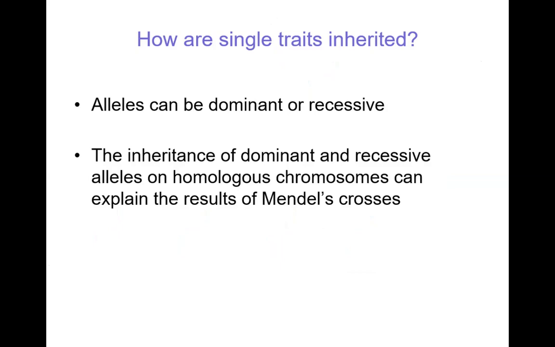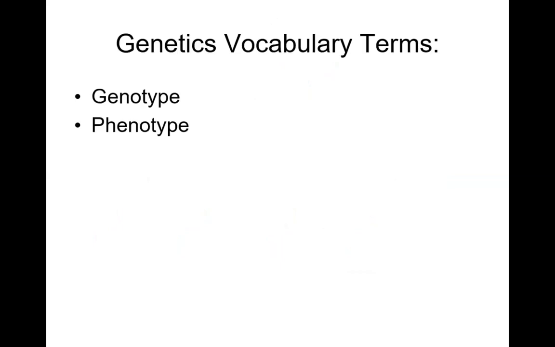So how are single traits inherited? Well, for any given trait, there's a dominant trait and there are recessive traits. They are aligned on homologous chromosomes when we inherit them from our father and mother. So what about these terminologies that come up in your reading? Genotype versus phenotype. You probably already figured this out.